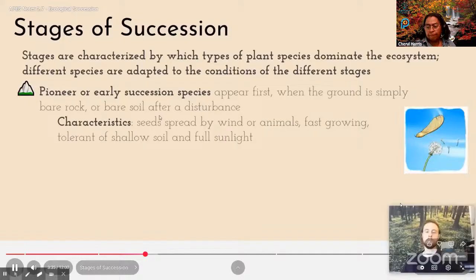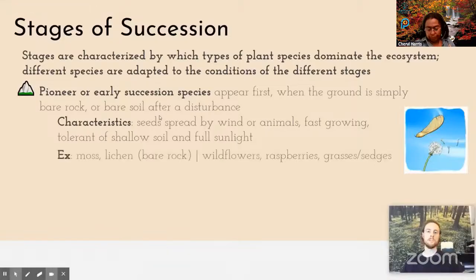Or by animals. Some examples would be moss and lichen if we're talking about bare rock that occurs in primary succession, or wildflowers, plants that produce berries like raspberries, or grasses and sedges if we're talking about secondary succession.